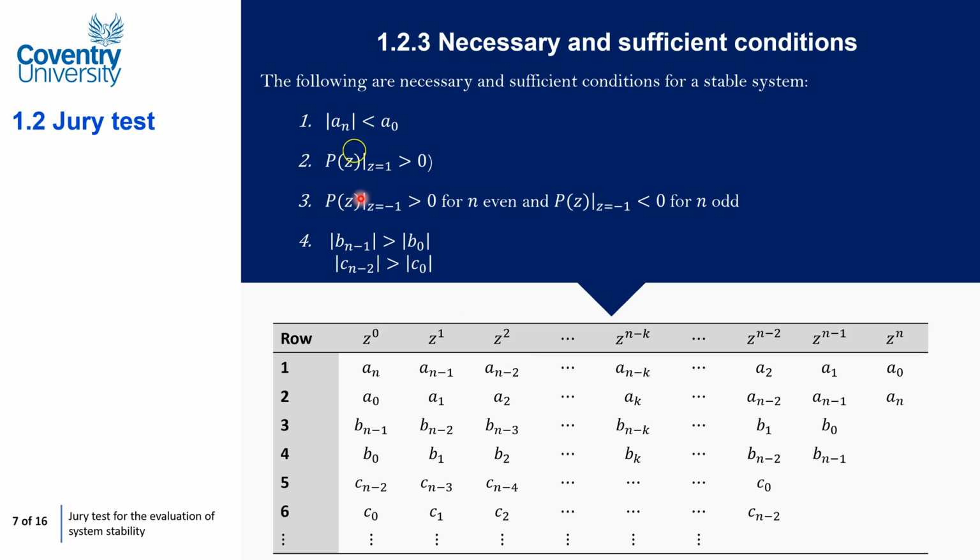So the first 3 criteria: the modulus of an is less than a0, which is the value here. If you satisfy that, then you meet that criteria, and you move to the next one. What this one involves is taking the polynomial and replacing all the z's with 1, and if the product of that is greater than 0, you meet that criteria and it's satisfied. Rule 3 very much depends on the order of the system, so whether the order is even or odd. If it's even, then when you replace all the z's with minus 1, the result must be greater than 0. When it's odd, you replace all the z's with minus 1, and it must be less than 0.